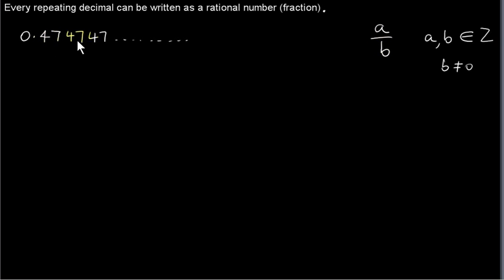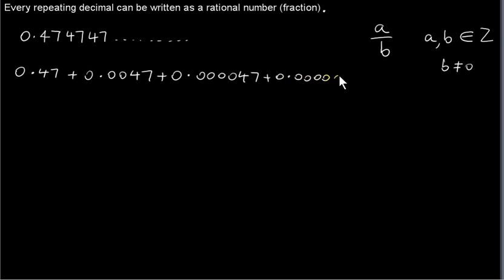Now, to write this as a rational number, what we can do is, first of all, notice that this is the same as 0.47 plus 0.0047 plus 0.000047 plus 0.00000047, etc. So for each new term we just insert two extra zeros.